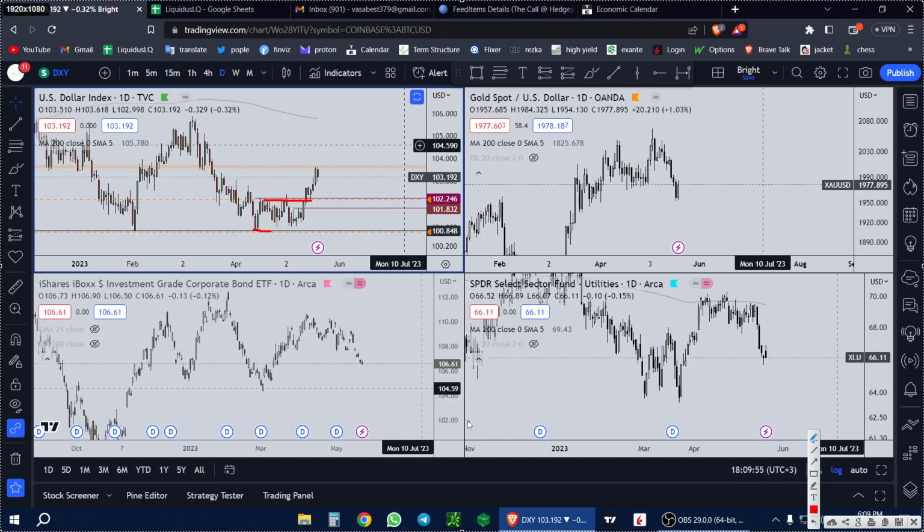We're still leaning long gold, leaning long dollar. But we're acknowledging that we might see a retracement in that move.